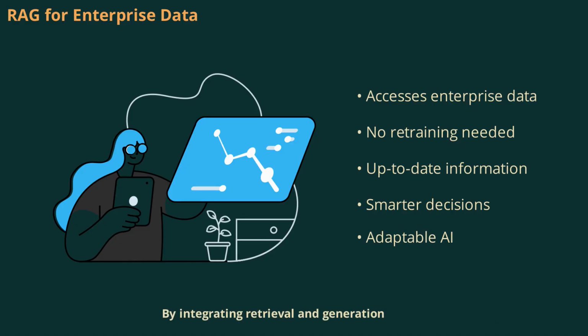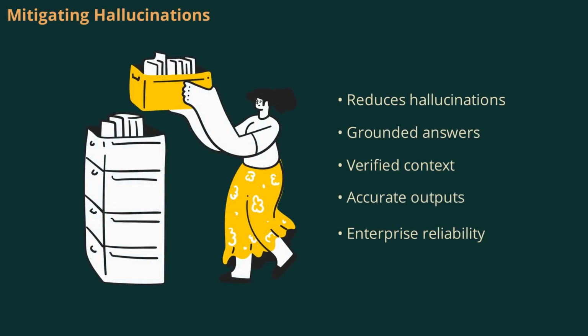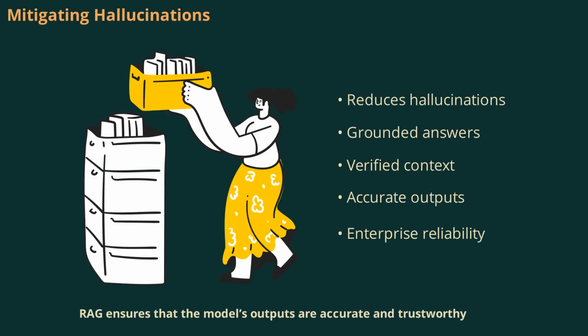By integrating retrieval and generation, businesses can leverage up-to-date information for smarter decision-making. RAG empowers organizations to build AI solutions that are both accurate and adaptable. One of the main advantages of RAG is its ability to mitigate hallucinations in AI responses. By grounding answers in retrieved, verified context, RAG ensures that the model's outputs are accurate and trustworthy. This is especially important for enterprise applications where reliability is critical.